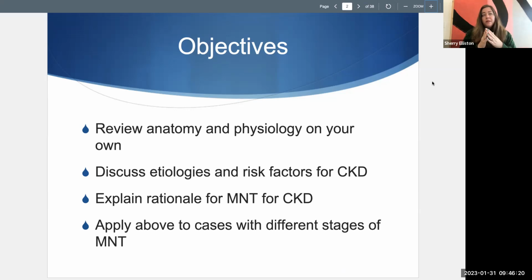I really want to focus on the risk factors and why a person might develop CKD, and what CKD is, chronic kidney disease. And then when we know what the kidneys do, it's easy for us to understand the reasoning behind MNT for chronic kidney disease.